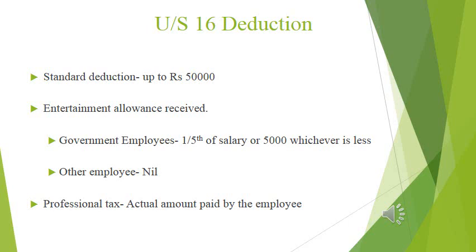Clear? Then the last deduction under section 16 is professional tax. In yesterday's videos we already discussed the meaning of professional tax. It is any amount which is paid by an employee to the local authority or municipality in which the organization is working or operating. So the actual amount paid by the employee to the authority can be claimed as deduction under this section. So we have 3 deductions under section 16: standard deduction, entertainment allowance and professional tax.